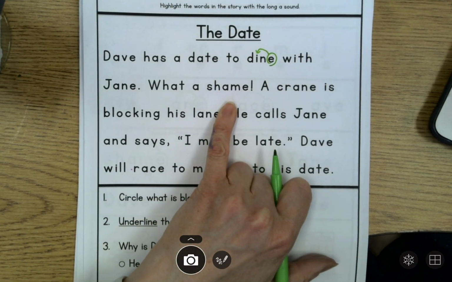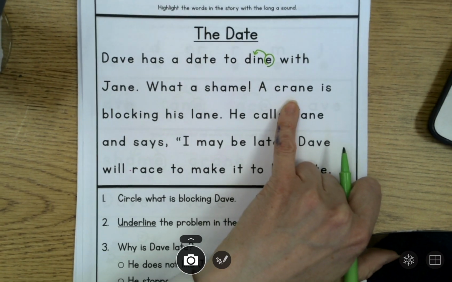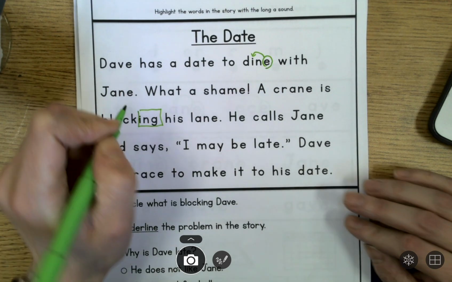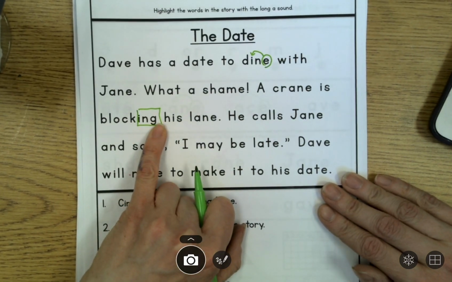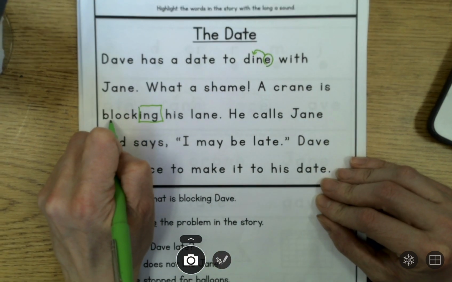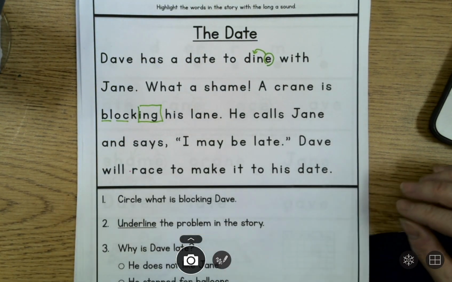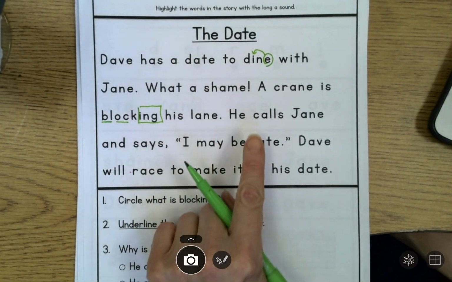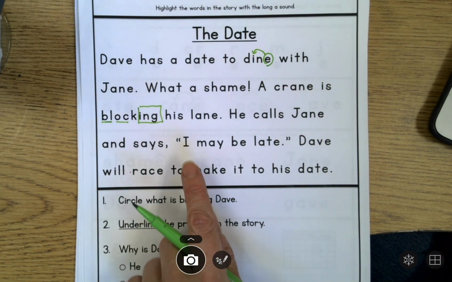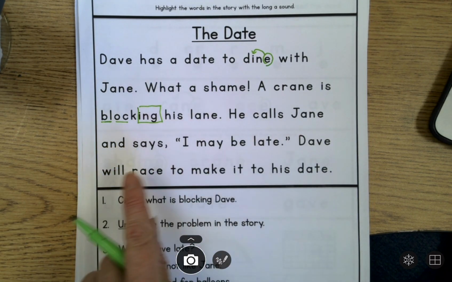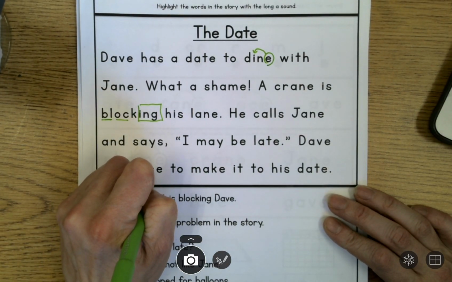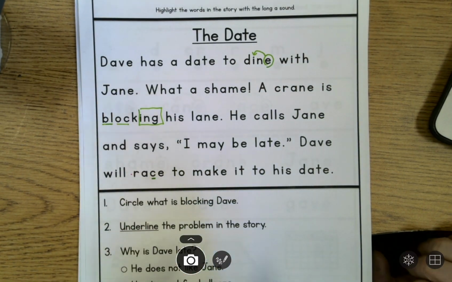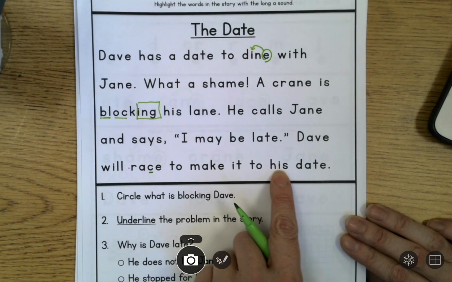What a shame. A crane is, okay, now here, let's break this word up. ing says ing. So blocking his lane. He calls Jane and says, I may be late. Dave will race. Here we have that C rule, right? It makes the S sound because it comes before an E. To make it to his date.